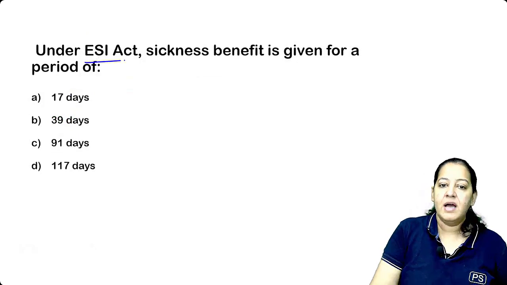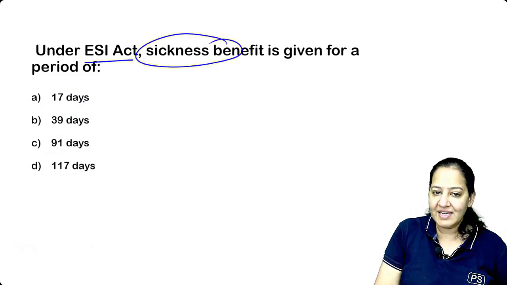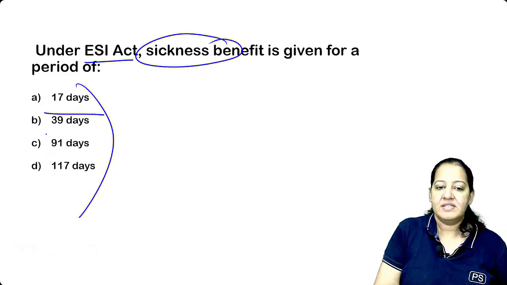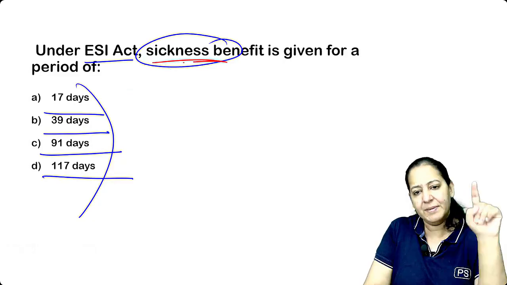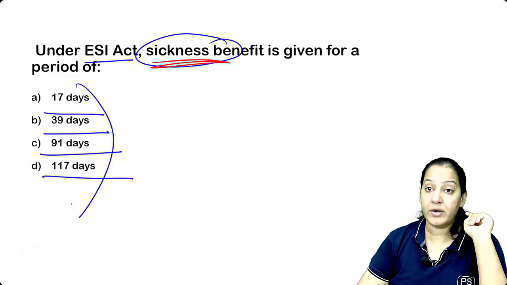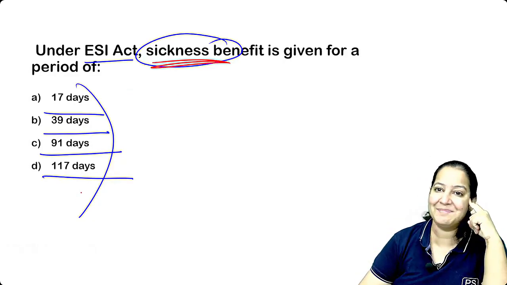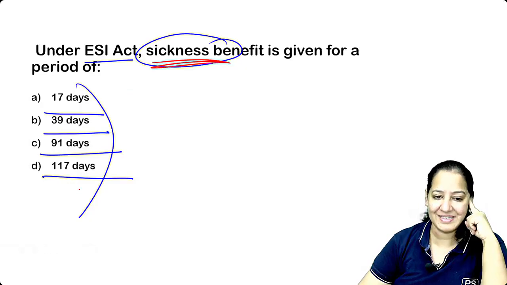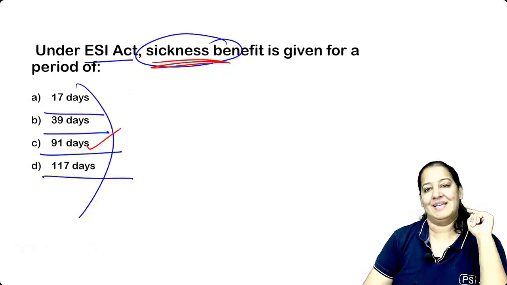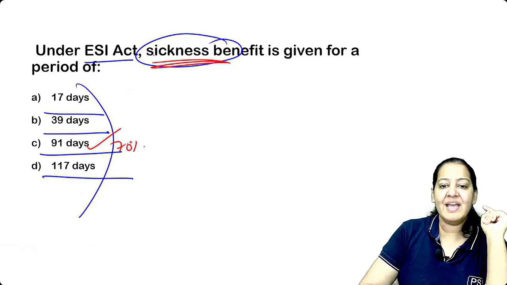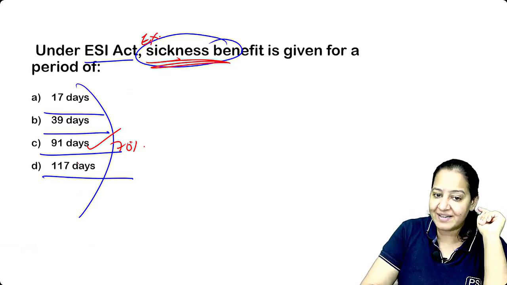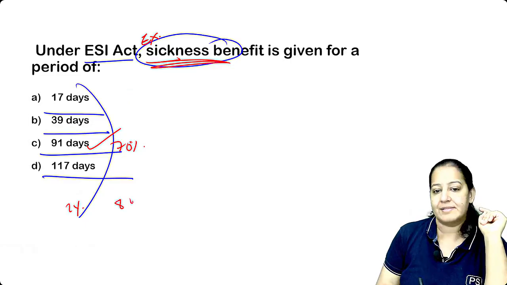Under the ESI Act, sickness benefit is given for how many days? 17 days, 39 days, 91 days, 117 days. Simple sickness benefit, not extended, not enhanced. Yes, it's 91 days. For 91 days, 70% of the wages will be given. If I say extended sickness instead, it will become 2 years and 80% of the wages.